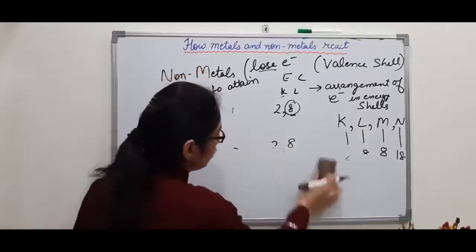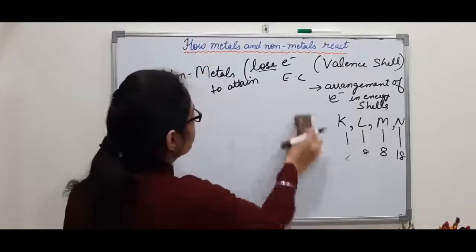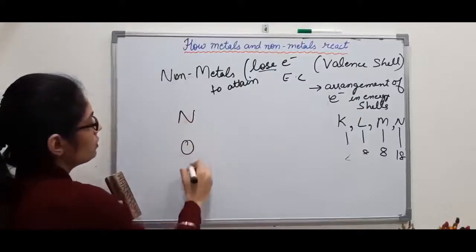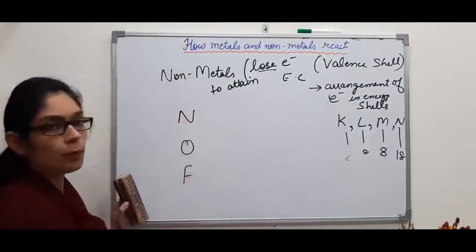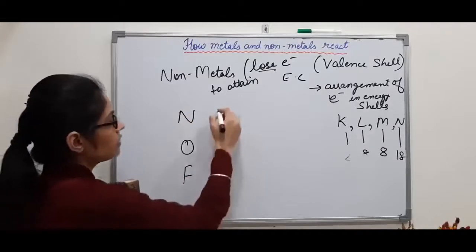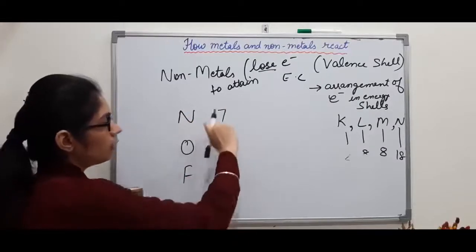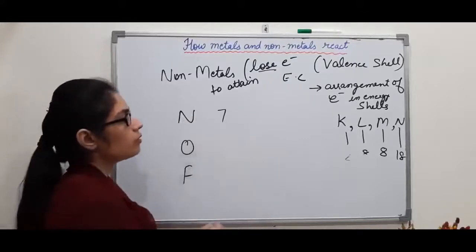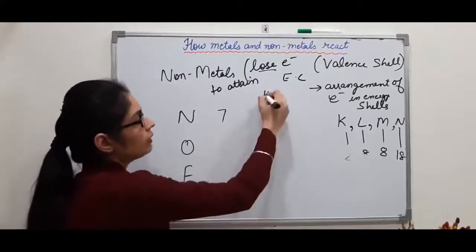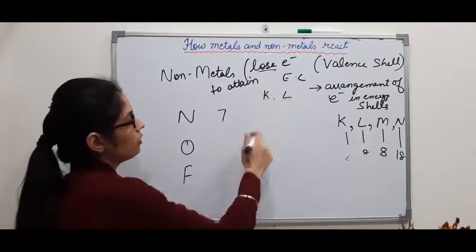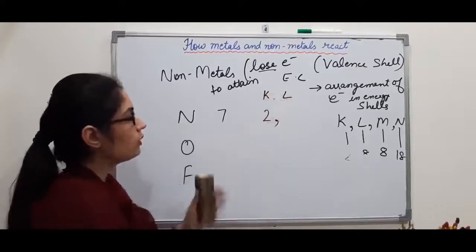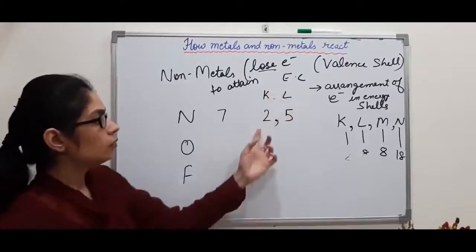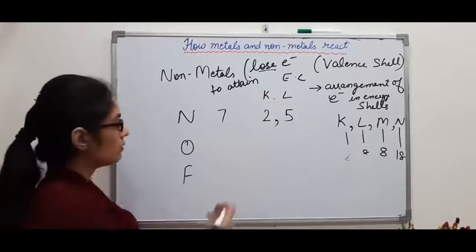There are so many non-metals. So let us take few examples: nitrogen, oxygen and fluorine. Atomic number of nitrogen is 7, so atomic number is 7, which means number of electrons is also equal to 7. So let's write the electronic configuration. In first shell 2 electrons are there, and in second shell 5 electrons are there. So 2 plus 5 is equal to 7.